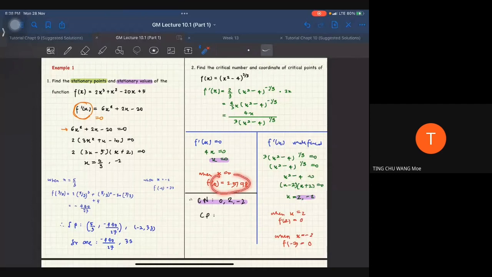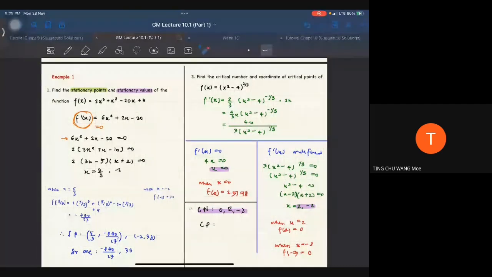Okay, itu sahaja. Semua orang okay ke? Boleh faham ke my explanation? Faham, Miss? Boleh, Miss.